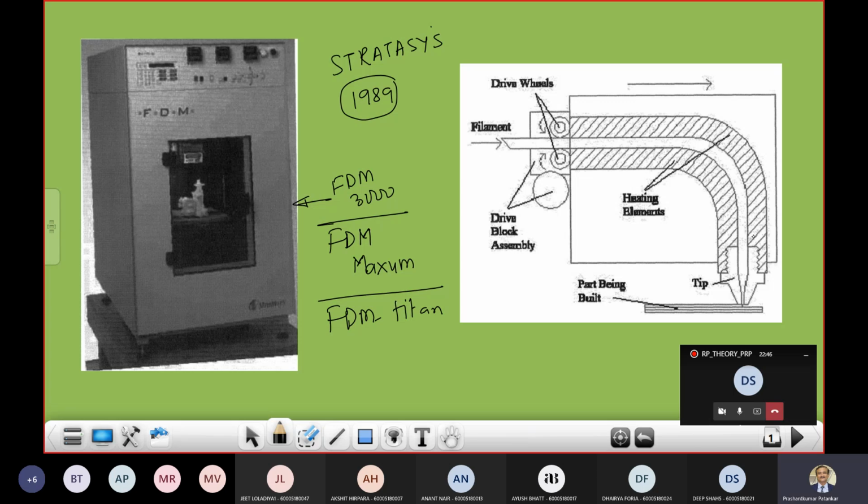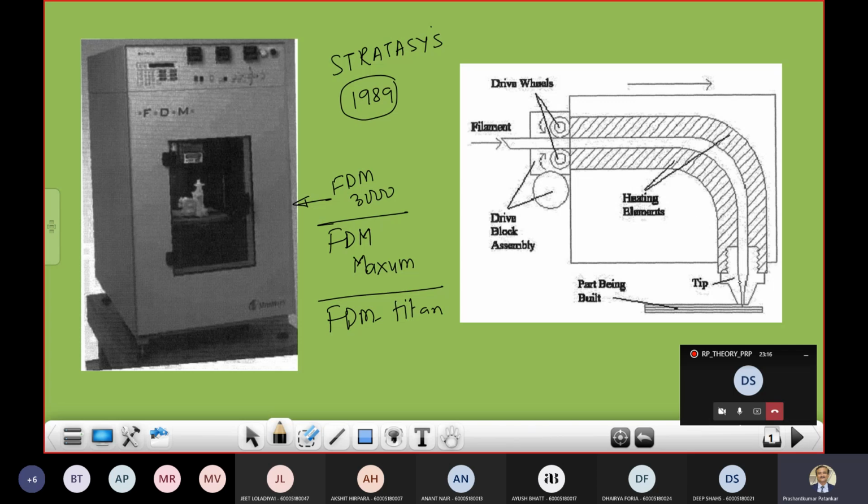This is the basic principle used in this FDM technique. Here at the center, you can see the filament. On either side, you can see two driven wheels, and this is the drive block assembly. When you rotate these drive wheels, they take the filament in a forward direction.